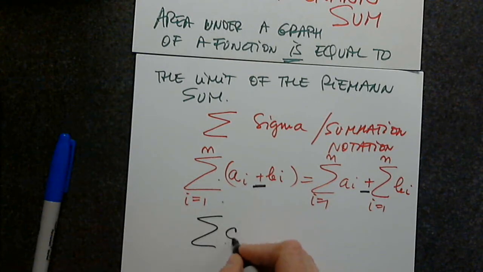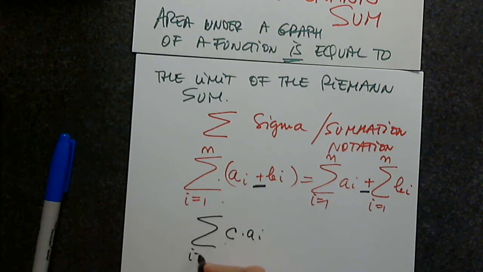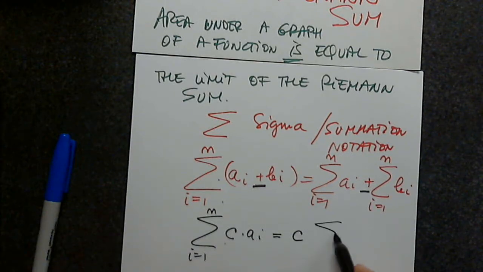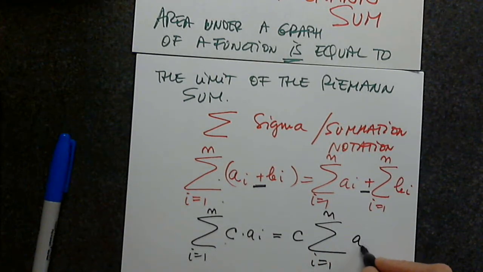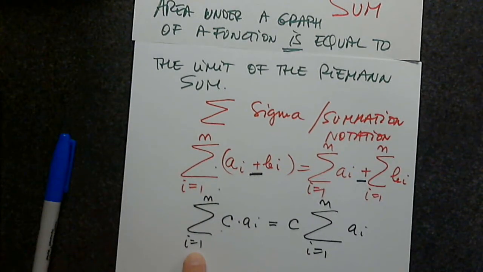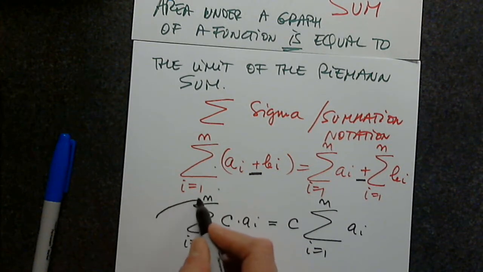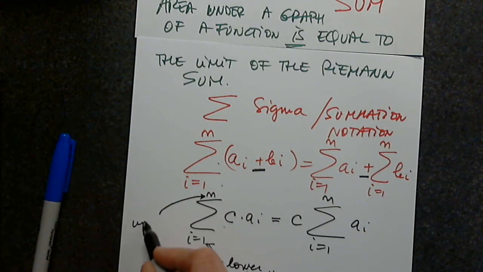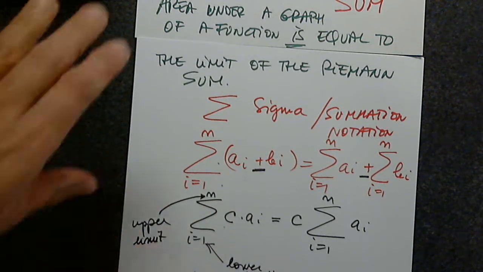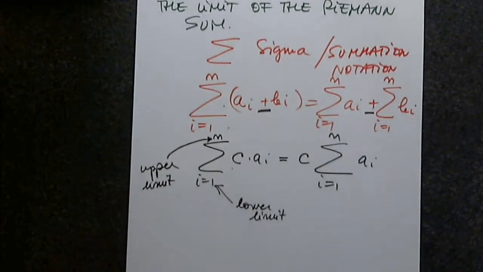The sum of a constant times ai from i equals 1 through n. What do you think? Awesome. It's the constant times the sum from i equals 1 through n of ai, because the constant does not depend on the index. So this is called the lower limit, and this is called the upper limit. Very good. So then, just one thing before we continue.